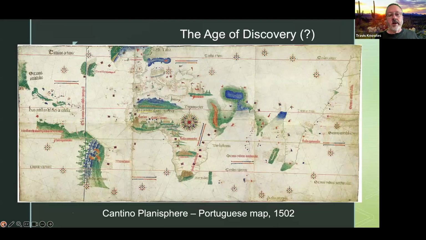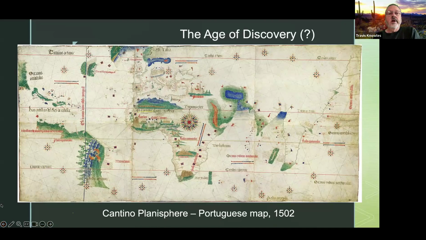This is the so-called Cantino Planisphere. This is a Portuguese map constructed in the year 1502. It's one of the oldest maps we have of the global distribution of continents. And this map was made by Portuguese sailors who in those days were beginning to sail around the world, and it was primarily for commercial reasons. They were looking for trade routes for spices and other things.